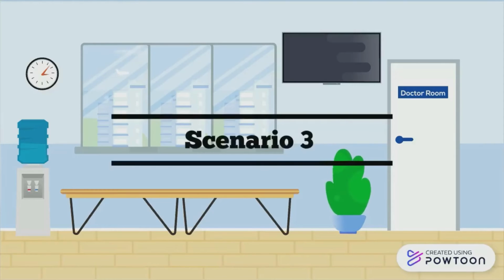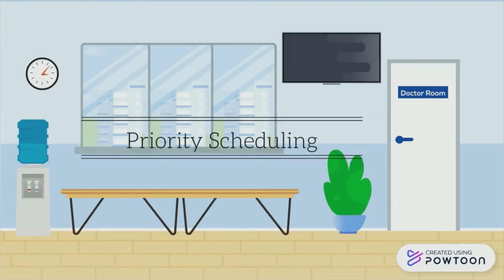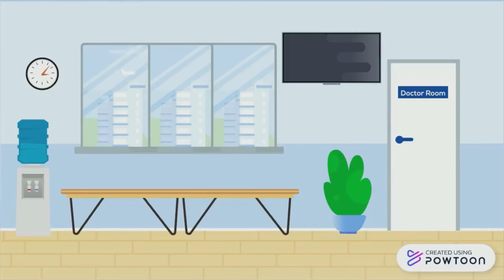Scenario 3: apply priority scheduling. Patients are waiting to see doctors, and we consider the inconvenience for elderly patients. So the hospital decides elders have higher priority than normal patients. If elders and youth arrive at the same time, the elders will see the doctor first.